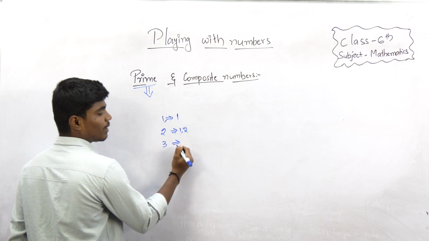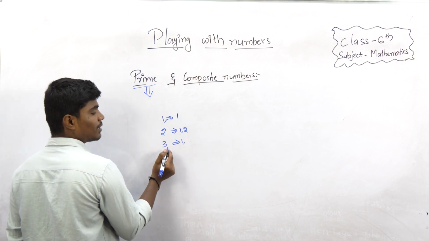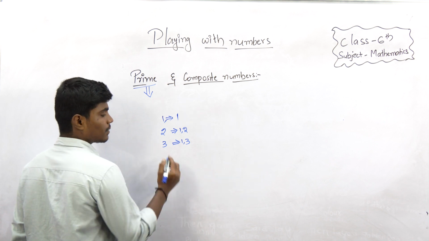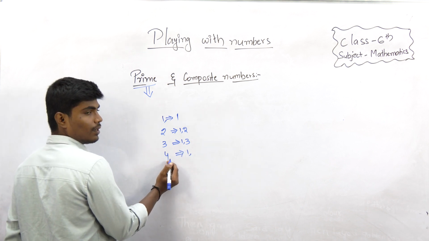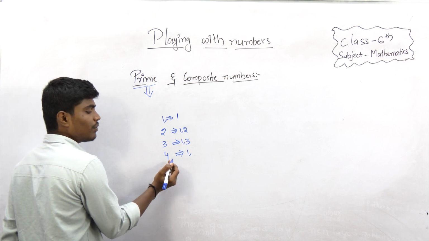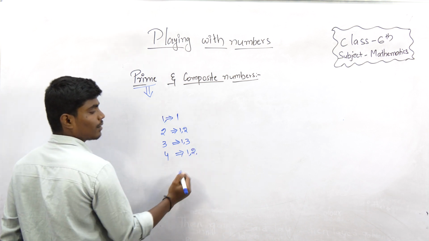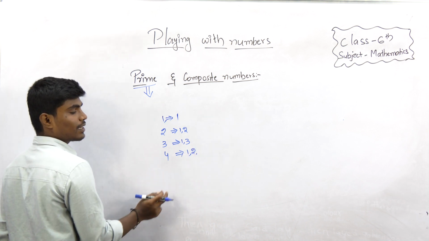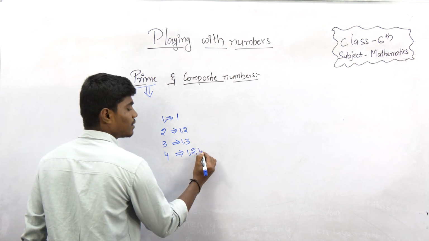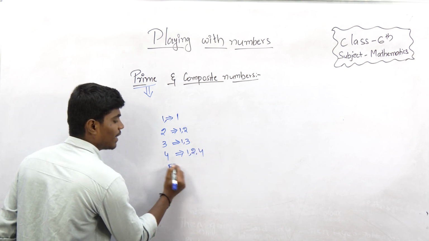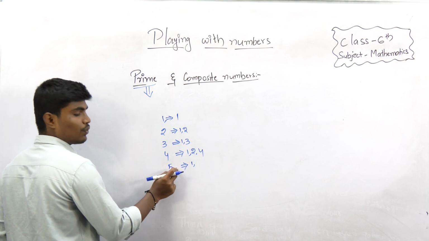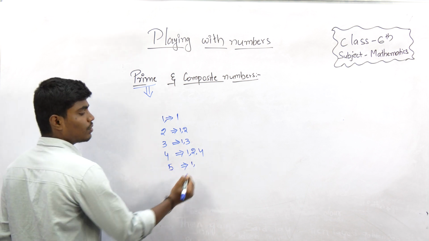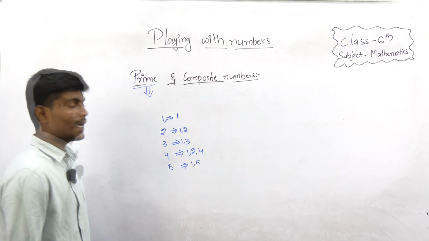If we take 3, the factors of 3 are 1, the smallest, and 3, the greatest. If we take 4, 1, and in the 2 table we also get 4. 2 twos are 4, so 2 is a factor. 3 does not divide 4 exactly, so 3 is not a factor. Next 4. If we take 5, the factors are 1; 2, 3, 4 do not divide 5. So 5 is the greatest factor.